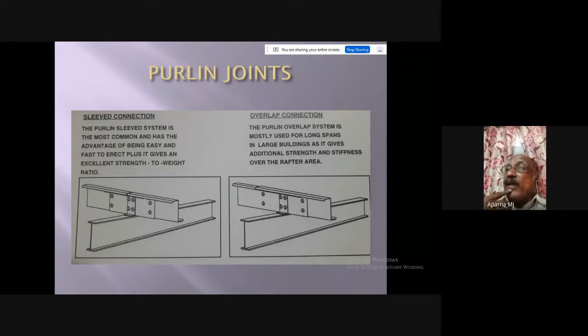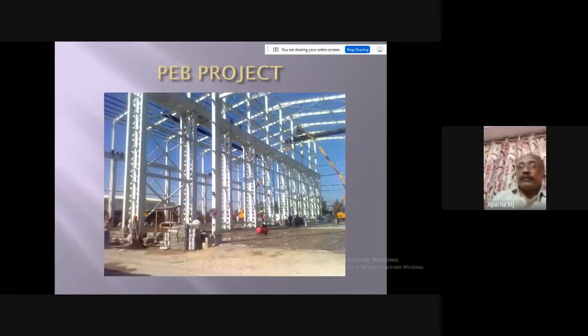It is the member coming on top of the rafter, and the roof panel will be connected to the purlins. It will be placed on the top of the purlin. Then screws will be used to fix the sandwich panel or single skin panel to the top of the purlin. Now let us go to the next slide.